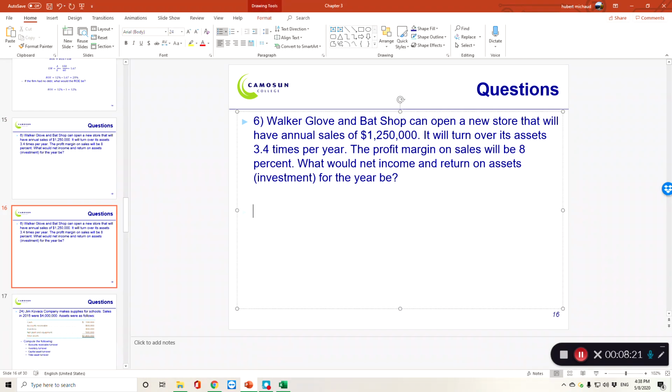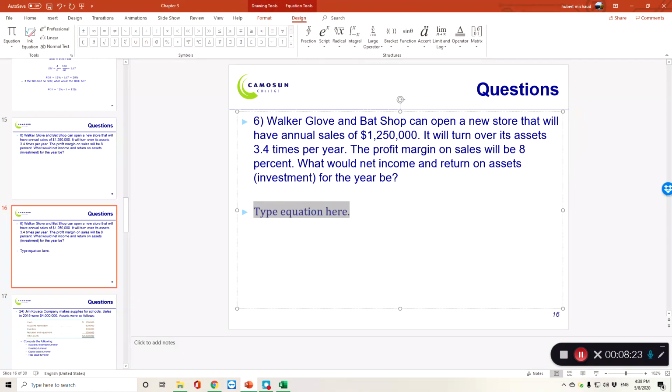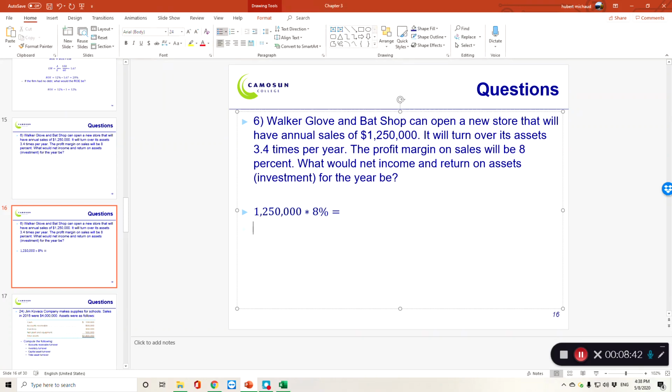This Walker Glove question is pretty straightforward. The first part, they ask us to find the net income and the return on asset. We know the sales and we know the profit margin. So the net income is actually pretty straightforward to find. We take the sales and multiply it by the profit margin, and we get our net income.